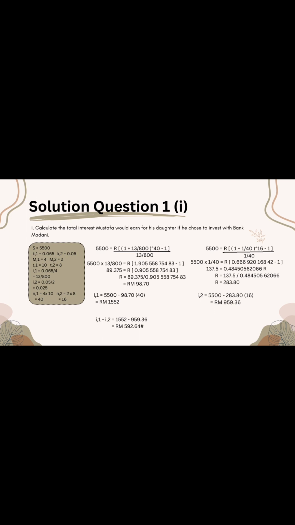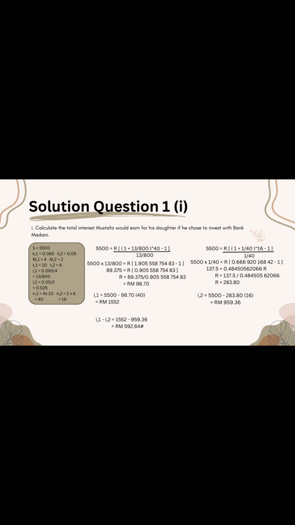In this question, we use the formula S equals R, bracket 1 plus i, power of n, minus 1, divided by i. And we insert the numbers and it becomes 5,500 equals R, bracket 1 plus 0.065 per 4, power of 40, minus 1, divided by 0.065 per 4. For doing this question, we put the 0.065 per 4 to the left and then just calculate. So the R equals to RM 98.70, and then we get the I1.